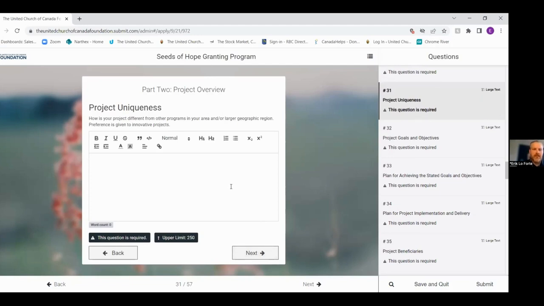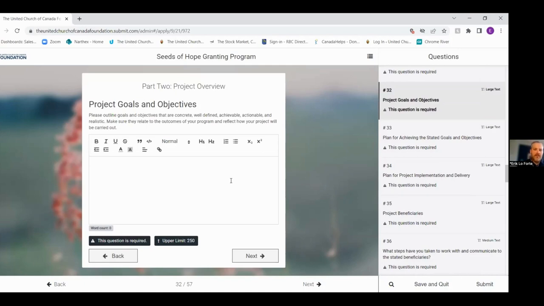Project uniqueness. So what makes your project innovative? What makes it unique and innovative to yourself? And what makes it unique and innovative to the area? And so that's where you would answer that section. So for my example, you might say, no United Church camp or organization in the area has gender-neutral washrooms available. And we feel it's important to have these to be inclusive. That would be the uniqueness. You can answer these questions in bullet form, or you can answer them in paragraph form. It's completely up to you and what best suits your project.